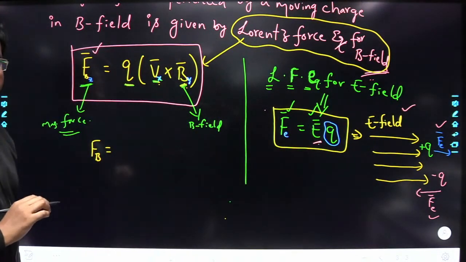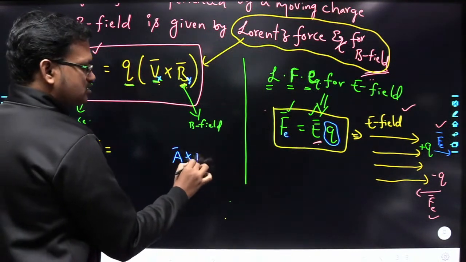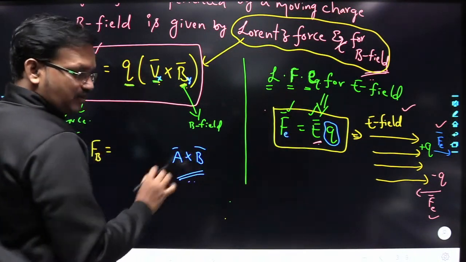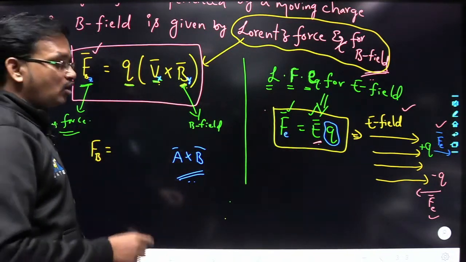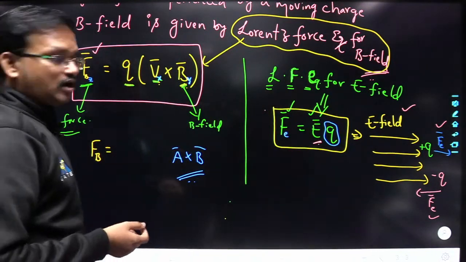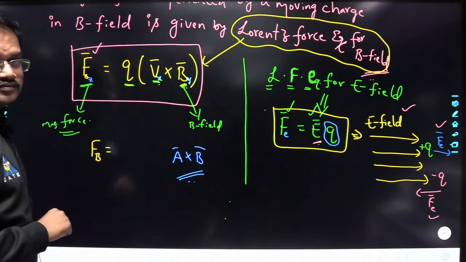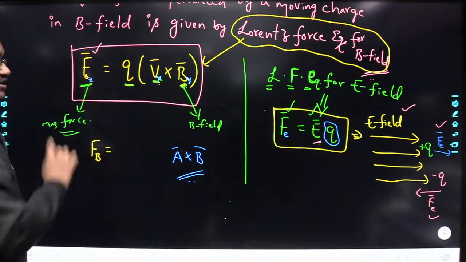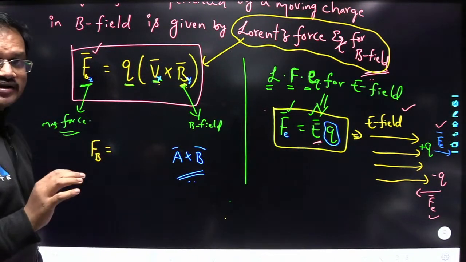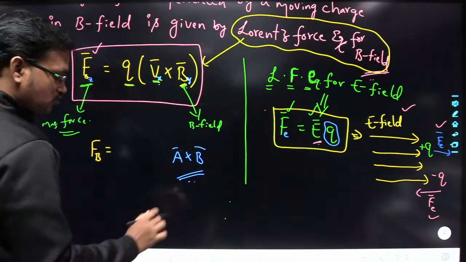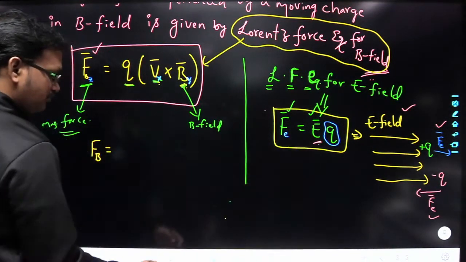Understood? Or you know that whenever you do A bar cross B bar, the resultant vector will be perpendicular to both A bar and B bar. Now here F bar is the resultant of this cross product, yes or no? So F bar must be perpendicular to both velocity as well as magnetic field. Understood? So this is the first observation we can make.